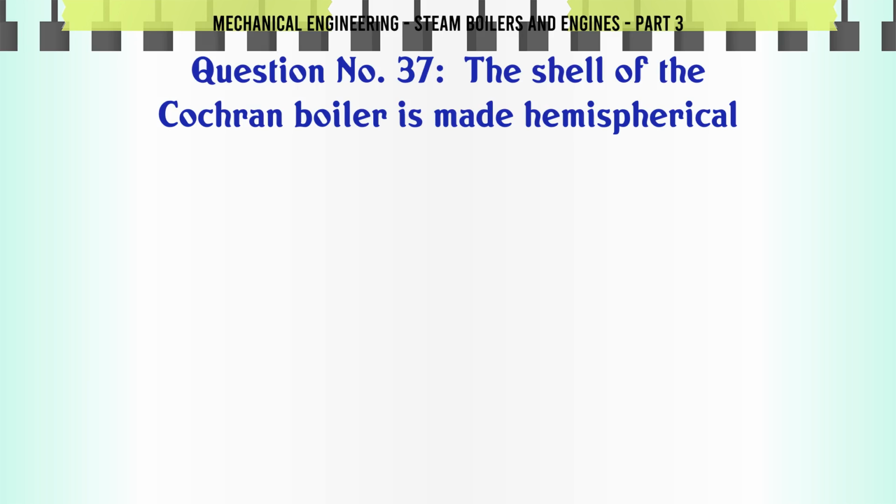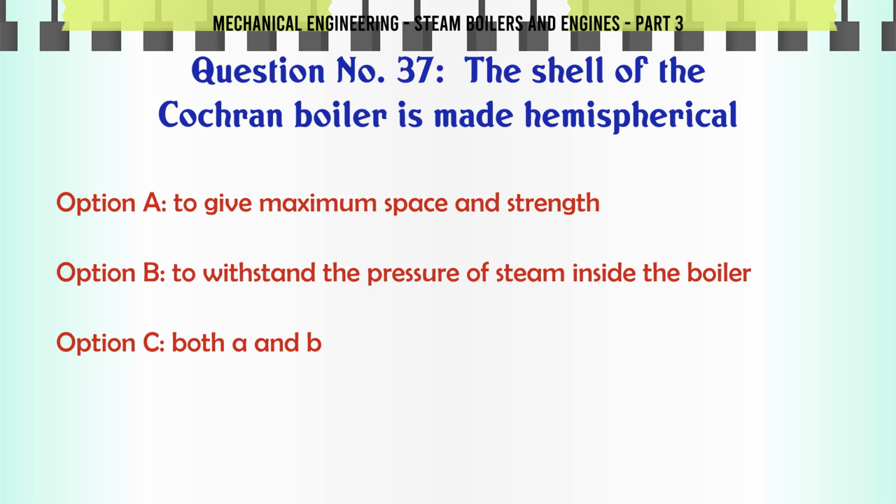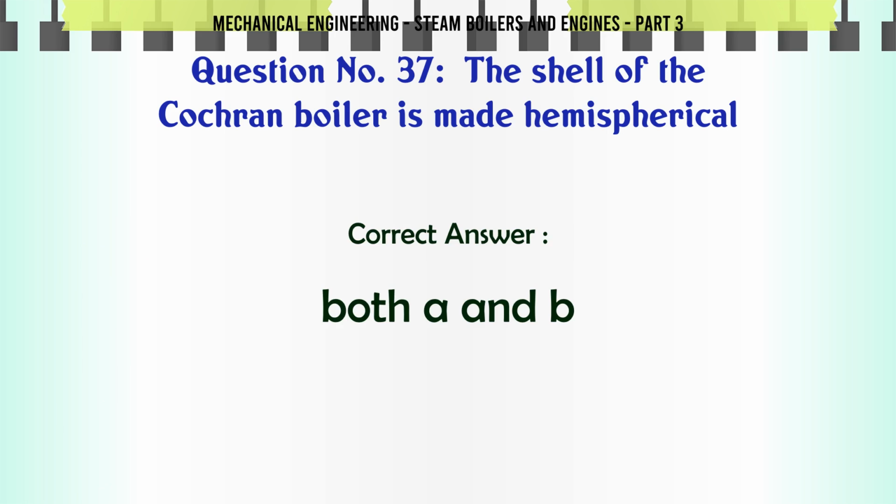The shell of the Cochran boiler is made hemispherical. A. To give maximum space and strength. B. To withstand the pressure of steam inside the boiler. C. Both A and B. D. None of the above. The correct answer is both A and B.